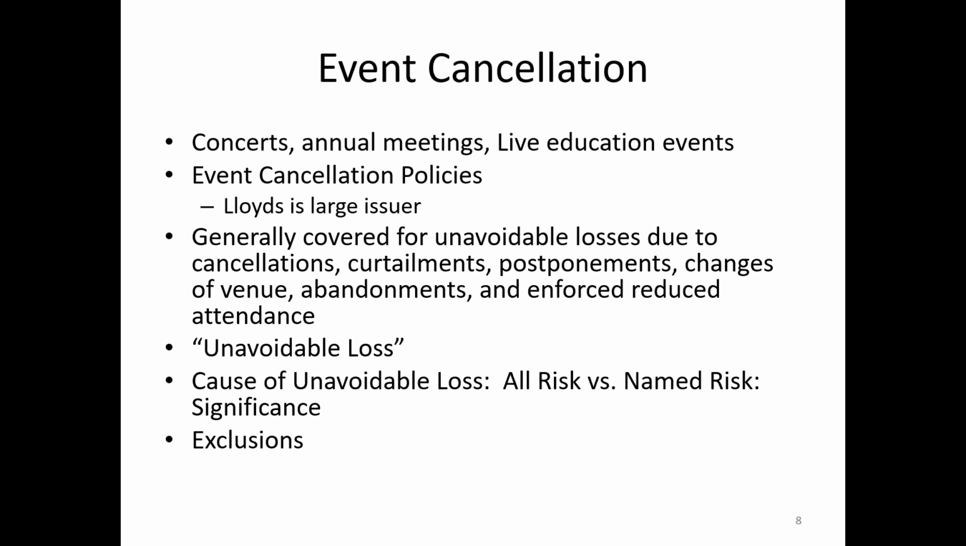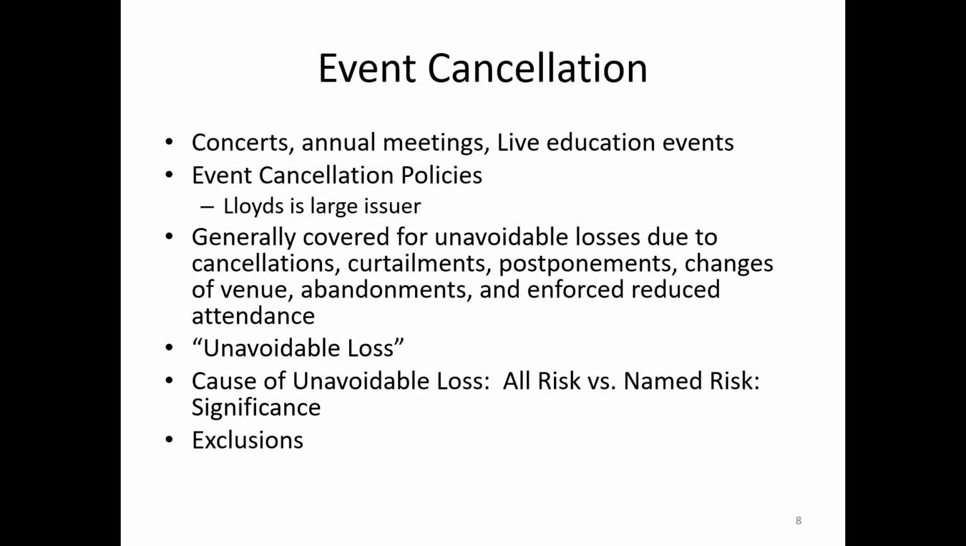Now the second issue is, what's the cause of the unavoidable loss? Since it's a first party policy, there's either an all risk policy or a named risk policy. And what's the significance of that? Generally, if it's all risk, it covers the unavoidable loss caused by any risk, except if the risk is specifically excluded. The named risk policy says it would cover the loss if it's caused by the named risk, so you would need the pandemic to be included.